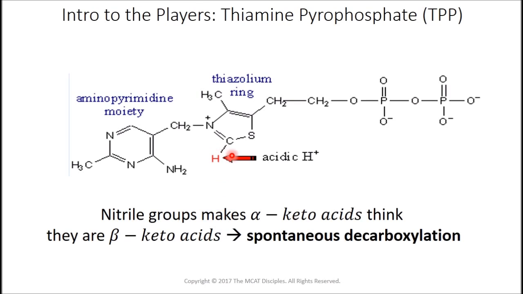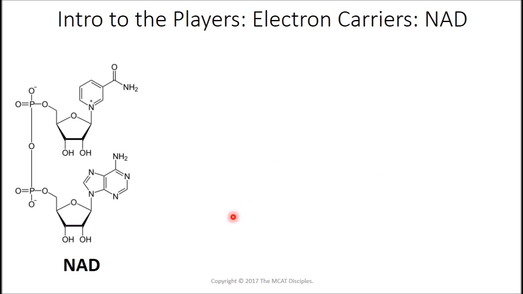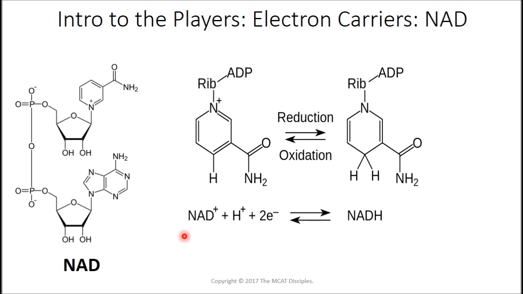It gives up this proton, it becomes a carbanion, which then obviously looks much like a nitrile group or a cyanide group, and then it can attack the alpha carbonyl carbon, that partial positive charge. Alright, we already introduced you to NAD, nicotinamide adenine dinucleotide. I'm just showing you it again to understand what the reactions are occurring here.